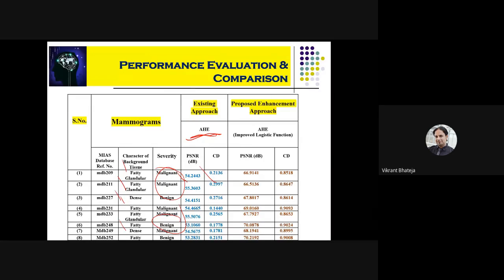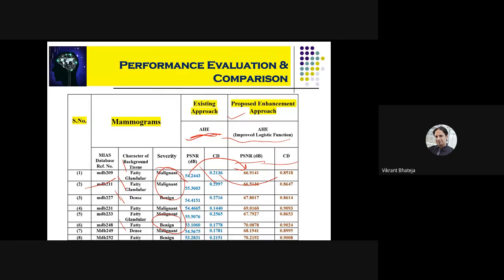Now on these images, again we have applied the proposed enhancement approach, which is nothing else but the improved logistic or sigmoid function, that is, the combination of two sigmoids that we have just calculated. Once this is applied and we have again calculated the PSNR and contrast difference, now what you see, suppose for this first image, is that there is a considerable increase in the value of peak signal to noise ratio.